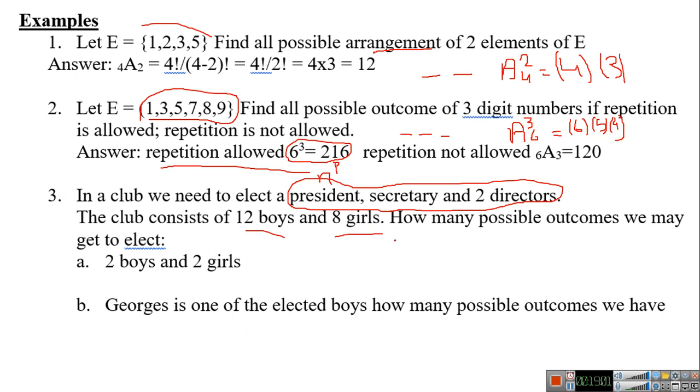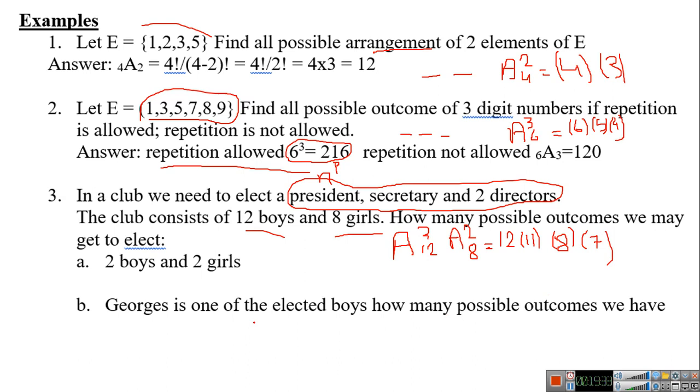2 boys, it's an arrangement. We said repetition is not allowed, but order is important. I want to elect 2 out of 12, and for the girls, 2 out of 8. So what do we do? It will be 12 times 11, and here for 8, you go 2 units: 8 times 7.